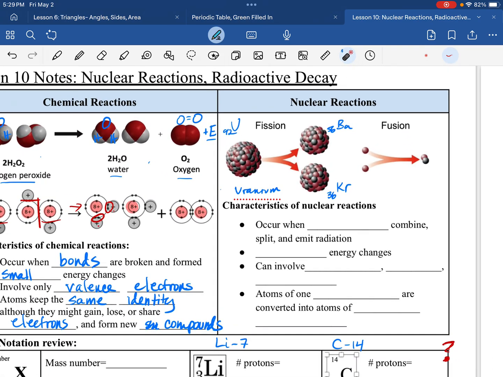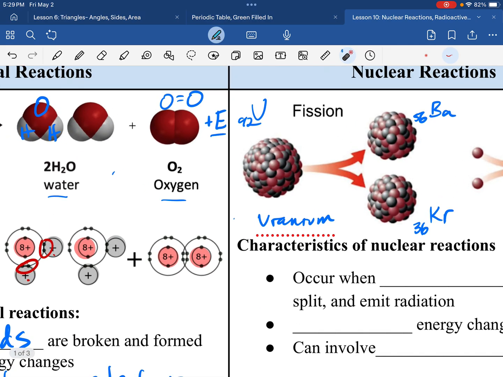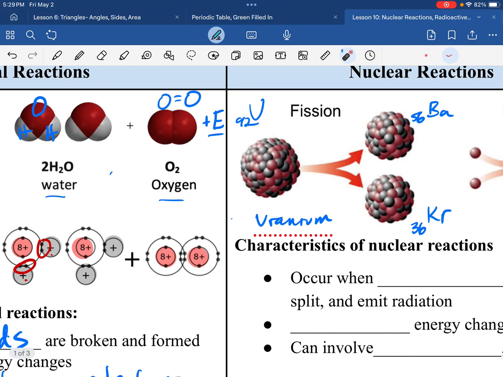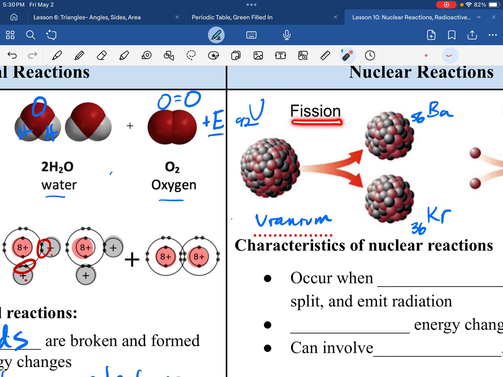Now we're going to see how that is different from a nuclear reaction. So here's an example of a nuclear reaction, and this is uranium. And uranium's enormous. It has 92 protons here, and I can't remember, like 100 and something neutrons, right? So it's a huge nucleus. In this picture, we have not drawn all of the valence electrons. It would be ginormous. But in a nuclear reaction in fission, which is breaking apart of nuclei, a big nucleus breaks apart into smaller ones.